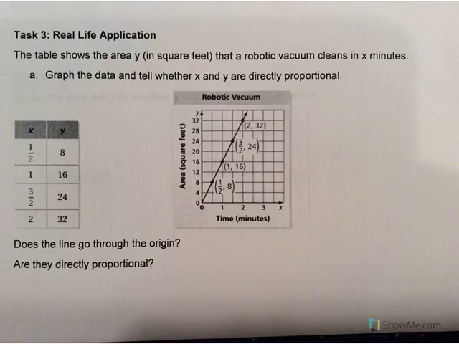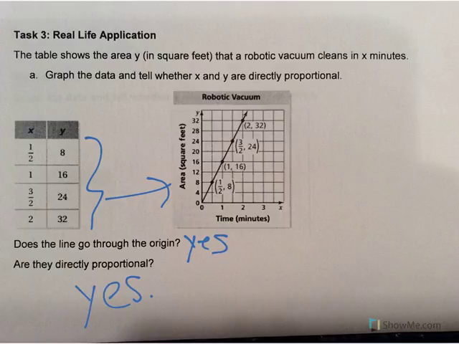So now we get a table. They're giving us area in square feet, time in minutes. It's telling us the time that a robotic vacuum cleans in x minutes. Graph the data and tell whether x and y are directly proportional. So it's already graphed for you. They have graphed all of these ordered pairs over here. We can see clearly that the line passes through the origin, and it's a straight line. So it says, does the line cross through the origin? Our answer is yes. Are they directly proportional? Our answer is yes. Again, crosses through the origin, and it's a straight line.